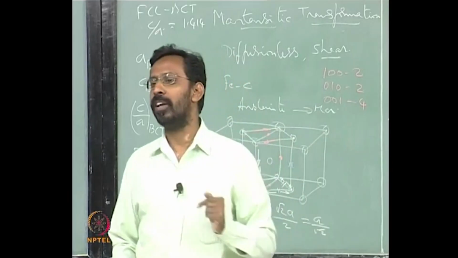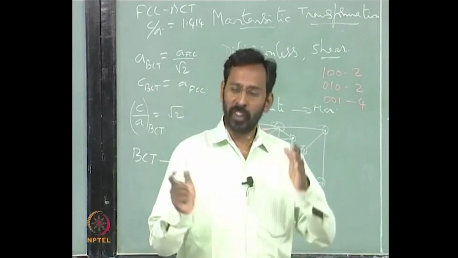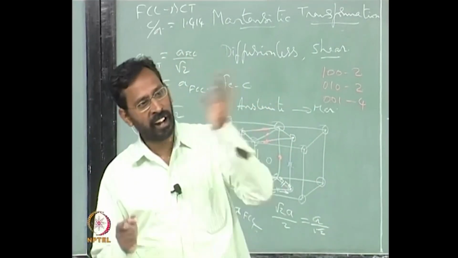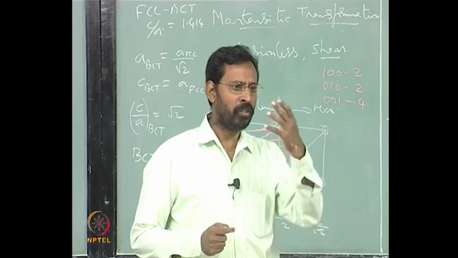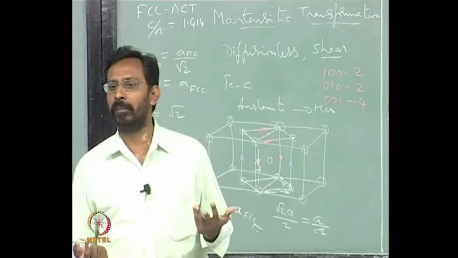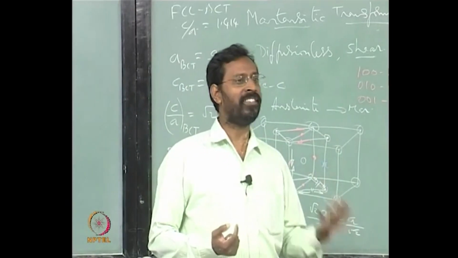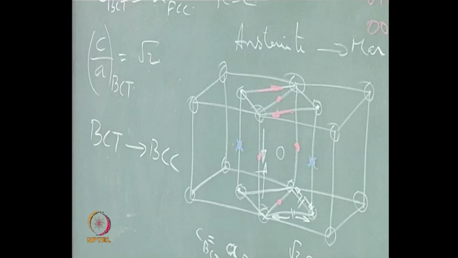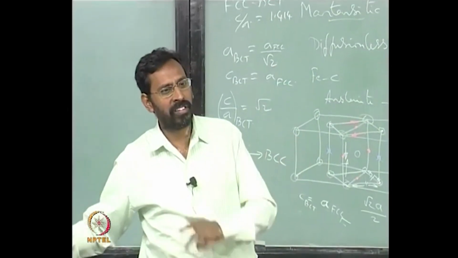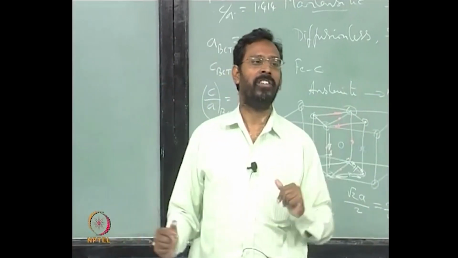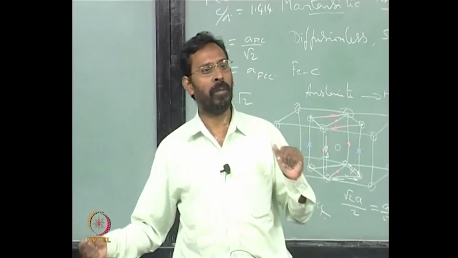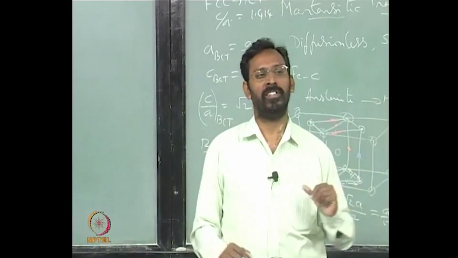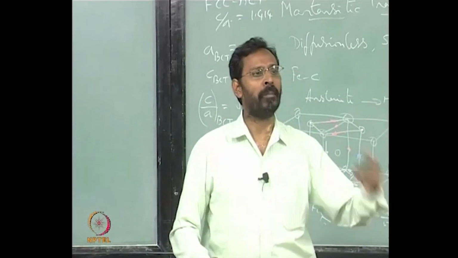It now forms a BCC by a shear. It first does a shear, then it gets converted to BCT, and because there are no carbon atoms, and BCC is the stable structure, not the BCT, it transforms to a BCC. So ultimately the structure is BCC, but this BCC has been obtained by a shear process, which is why it will be stronger than the original BCC obtained by normal cooling.